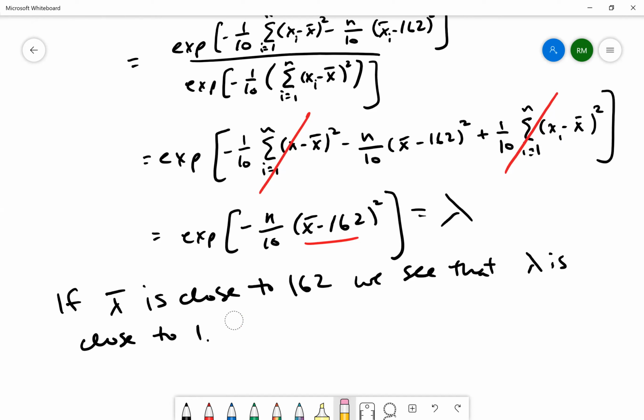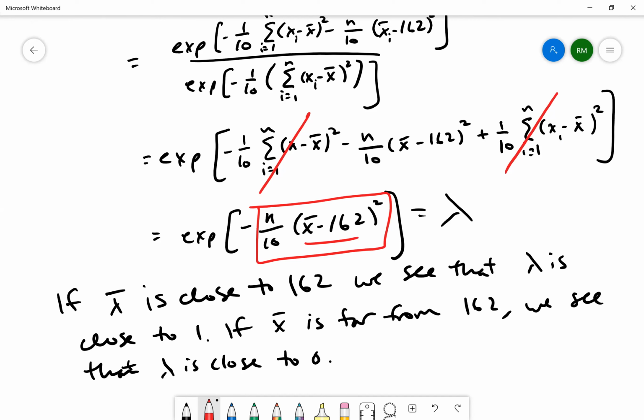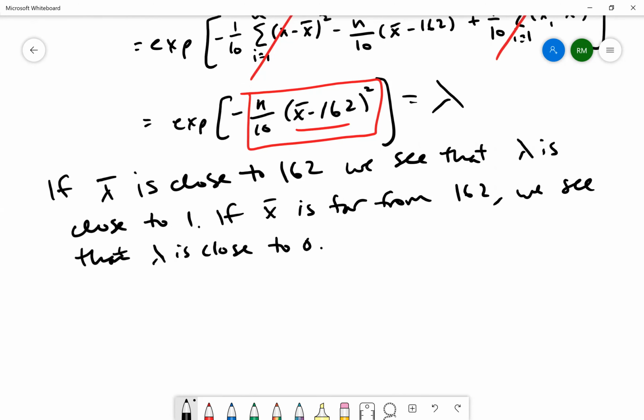But if x bar is far from 162, we see that lambda is close to 0. Because, again, if the underlined part is big and we square it, then this whole thing is going to be negative, and the exponential of a large negative number is very close to 0. All right. So in this first case, where x bar is close to 162, this case supports our null hypothesis. And this second case supports our alternate hypothesis.